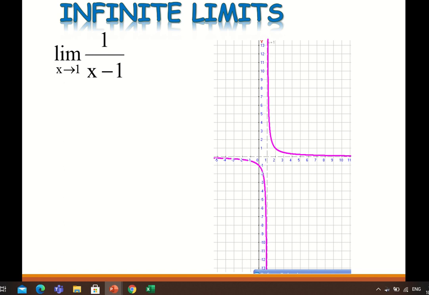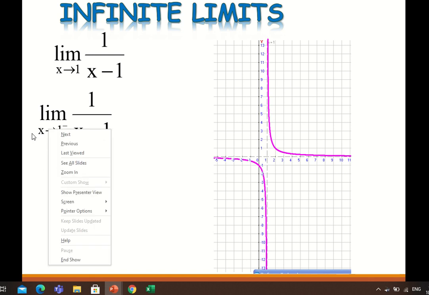We are given the limit of a function where our function of x is 1 divided by x minus 1 as x approaches 1. Now, to prove that the limit exists, we are going to do the same thing as in our previous lecture. We are going to determine the limit of the given function 1 over x minus 1 as x approaches 1 from the left, which is represented by this expression.